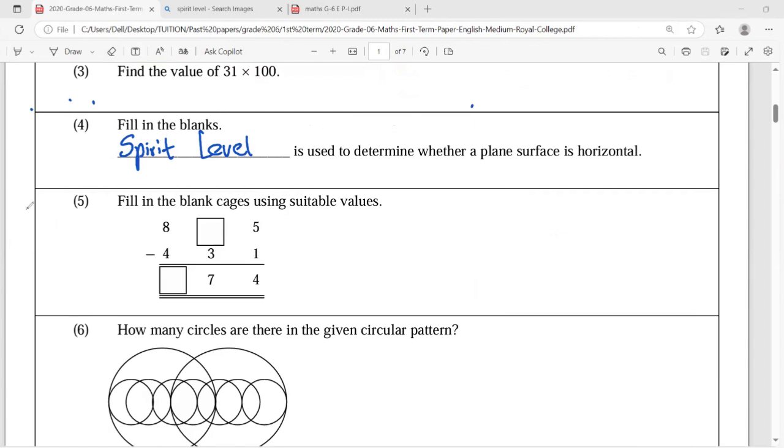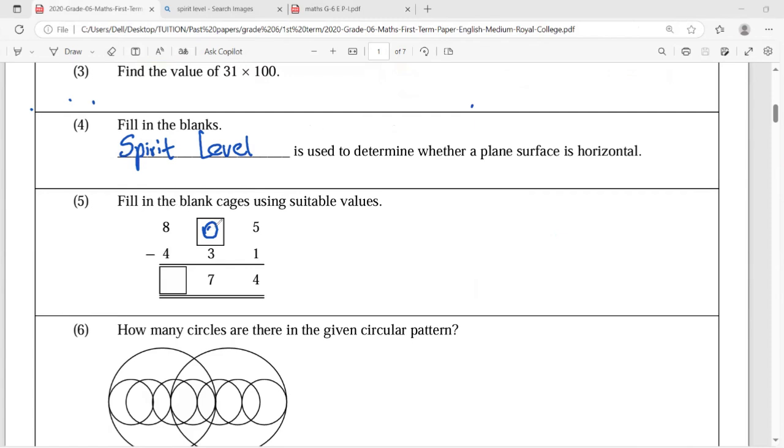Right. So let's go to the next question. Fill in the blanks, blank cages using suitable values. So you see, 5 minus 1 is 4. Then, some number minus 3 is 7. So it must be 10, right?